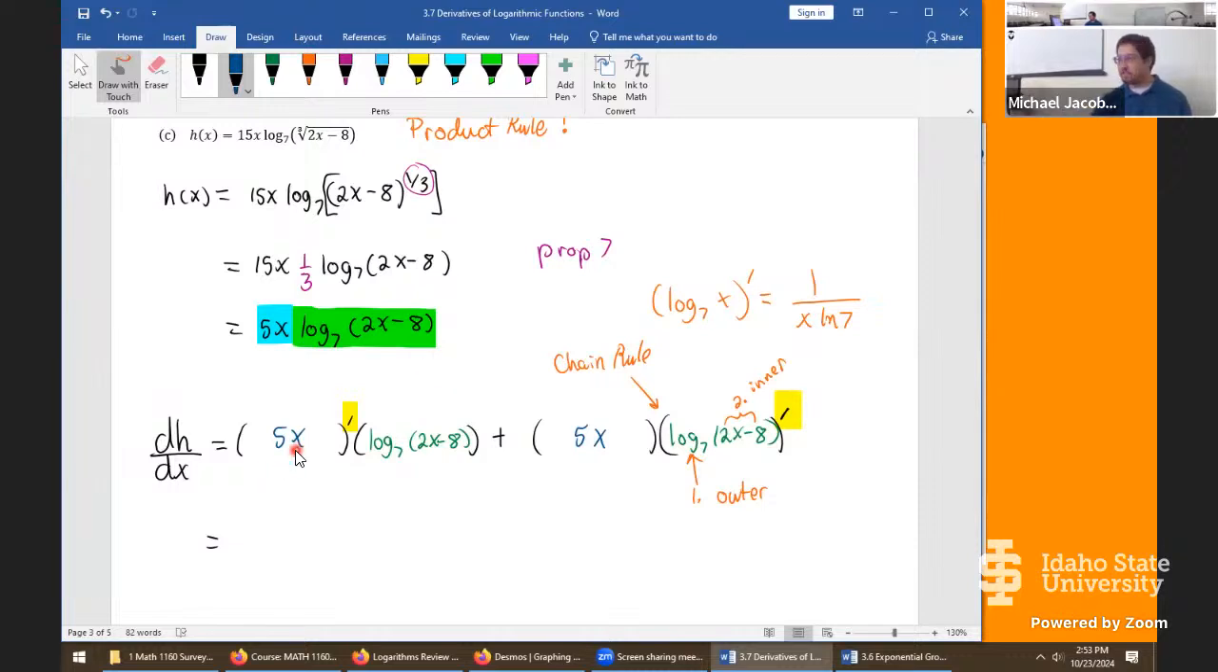Derivative of 5x, that's just a 5. I'll use blue to say we changed something, differentiated, and I'll go to black just to indicate we're copying now. So 5 times log base 7 of 2x minus 8 plus 5x.